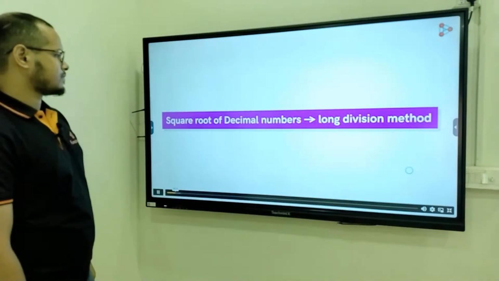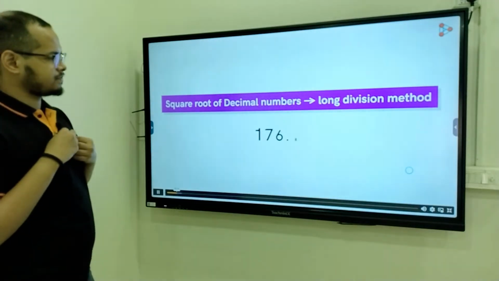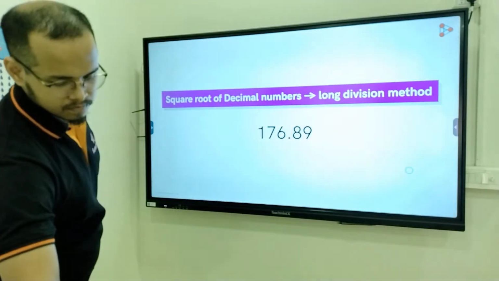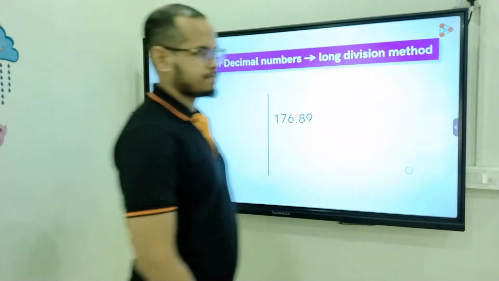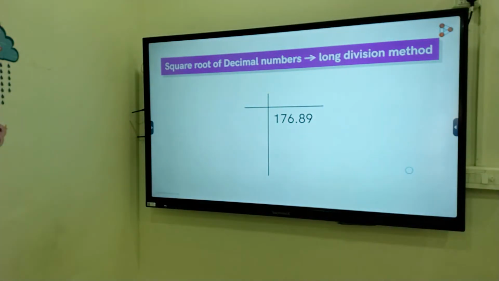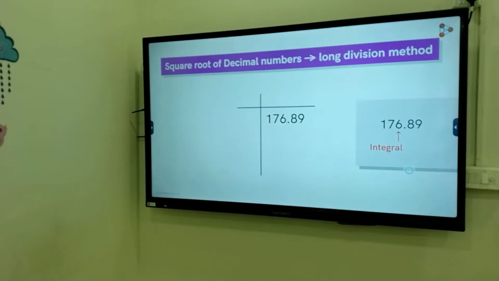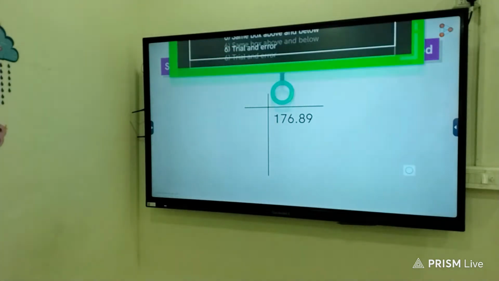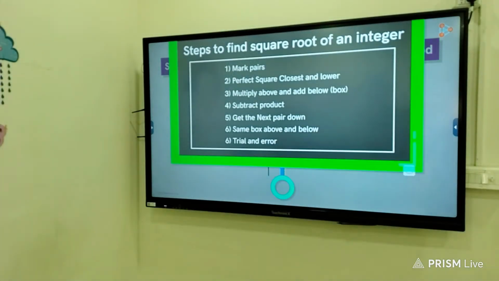Method to find the square root of the decimal number 176.89. We will draw two lines, one to the left and one on the top of the given number. In the given decimal number, 176 is the integral part and 0.89 is the decimal part. The steps to find the square root of a decimal number by long division method are similar to finding the square root of an integer.